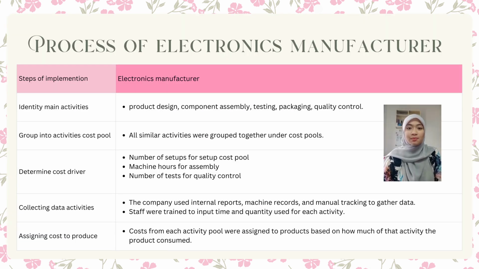This company adopted ABC because their traditional costing method couldn't reflect the true cost of their wide variety of products. So, they started by identifying key activities such as product design, component assembly, testing, and packaging. These activities were grouped into cost pools, and each cost pool was assigned a cost driver. For example, the number of setups, machine hours, and tests conducted. Next, they collected data from the system and employees to track how much each product used those activities. With this information, they were able to assign overhead costs more accurately based on actual resource usage.